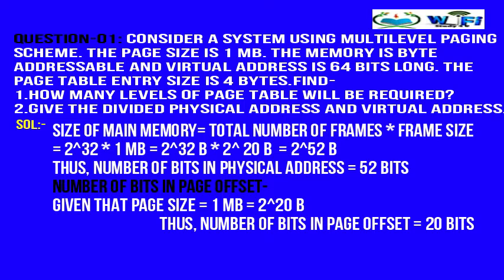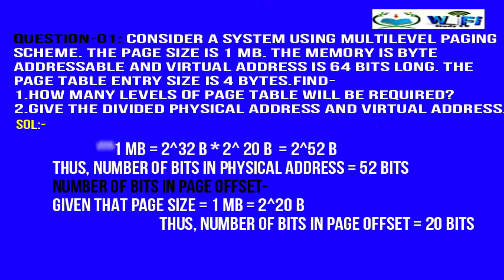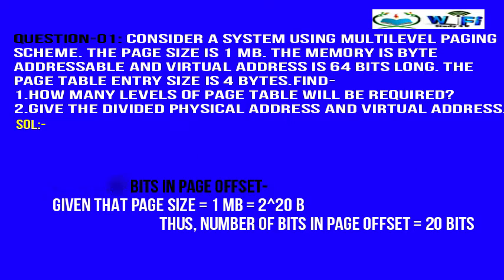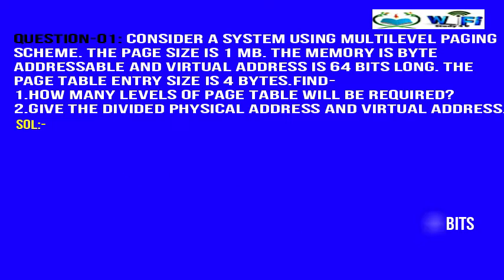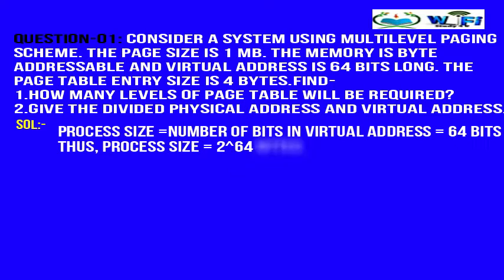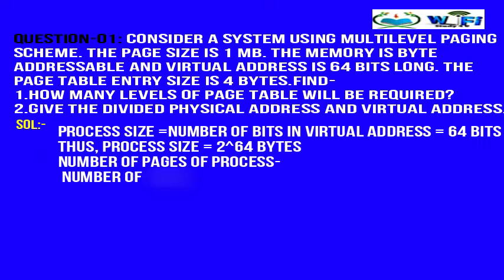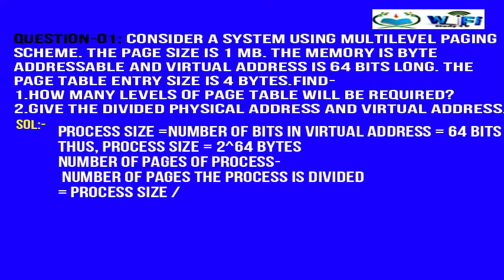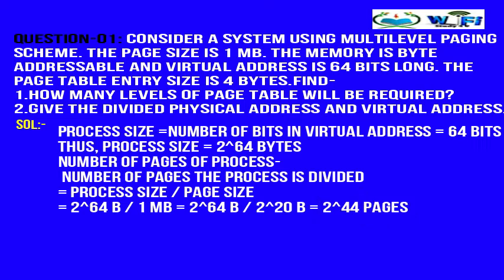Process size: we know that process size equals the virtual address space, and virtual address is already given as 64 bits. So process size equals 2 to the power 64 byte. Number of pages of process, that is, the number of pages the process is divided into, equals process size divided by page size. It means 2 to the power 64 byte divided by 1 megabyte, which is 2 to the power 64 by 2 to the power 20, equals 2 to the power 44 pages.